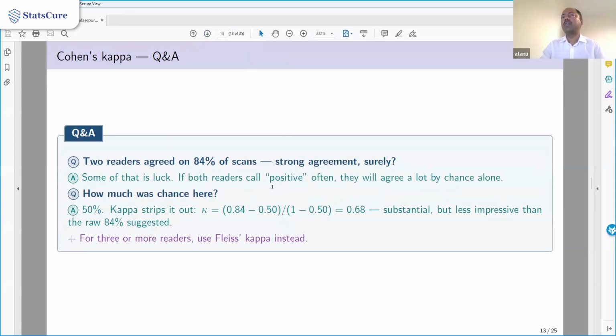But some of that lacks chance correction: if both readers call positive often, they will agree a lot by chance, so how much chance agreement is there? That's the kappa value: 0.84 minus 0.5, divided by 1 minus 0.5. And then we get 0.68, which is substantial but less impressive than the raw 84% suggested. If you extend this to more than 2 readers, more than 2 radiologists, then we call it Fleiss' kappa instead of Cohen's kappa.